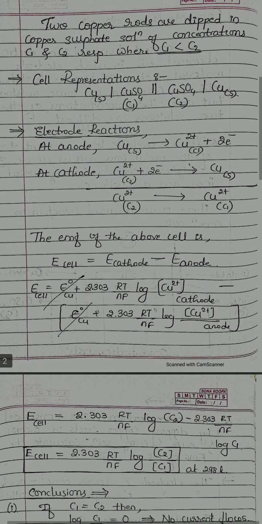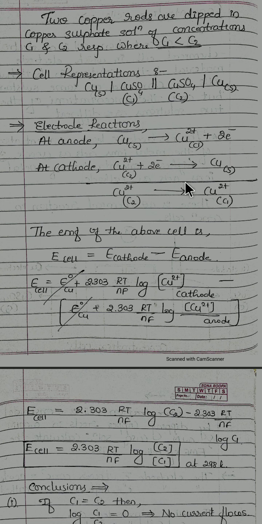Now we are going to study the electrode reactions. What exactly are the reactions taking place in the concentration cell? As you know, at the anode oxidation takes place, and oxidation means loss of electrons. Your metal is undergoing oxidation to form metal ions. The copper metal is forming the metal ion by losing two electrons. This is a simple oxidation reaction, and this copper metal ion has the concentration of C1.